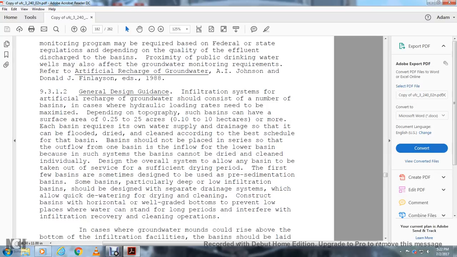General design guidance. An infiltration system for the artificial recharge of the groundwater should consider the number of basins, and the hydraulic loading rates need to be maximized. Depending on the topography, a basin can have a surface area of a quarter acre to 25 acres or more. Each basin requires its own water supply and drain so that it can be flooded, dried, and cleaned according to the best schedule for the flow of the basin.